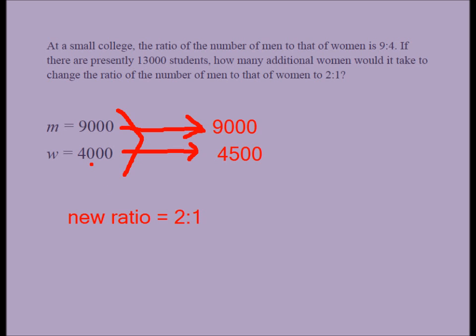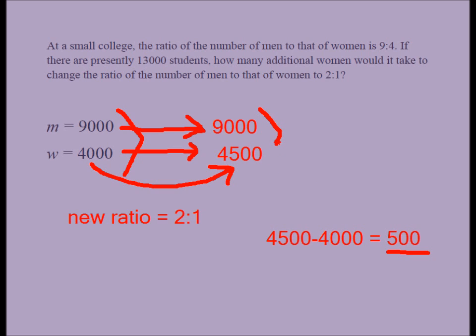So I have 4,000 women in the college. How many additional women do I need? I only need 500 additional women. So my answer is 500. 4,500 minus 4,000 is equal to 500. So I need 500 women. Once I recruit 500 more women, the ratio of the men and women would be 2 to 1.